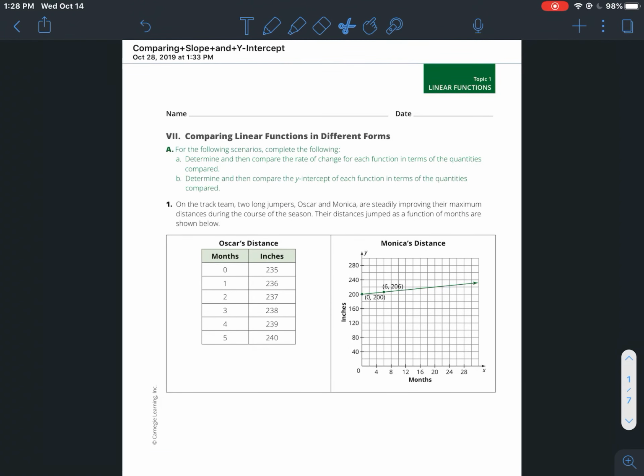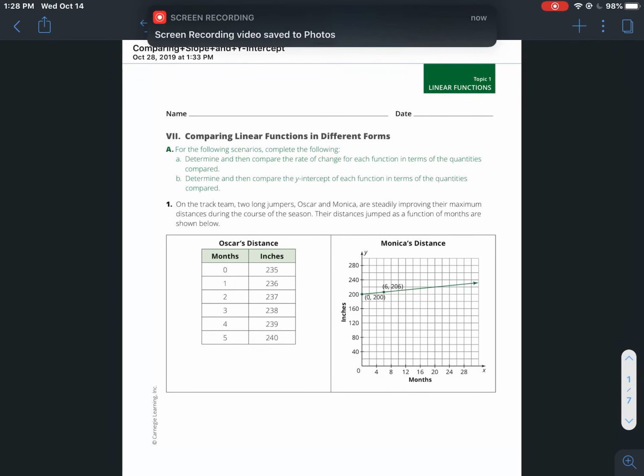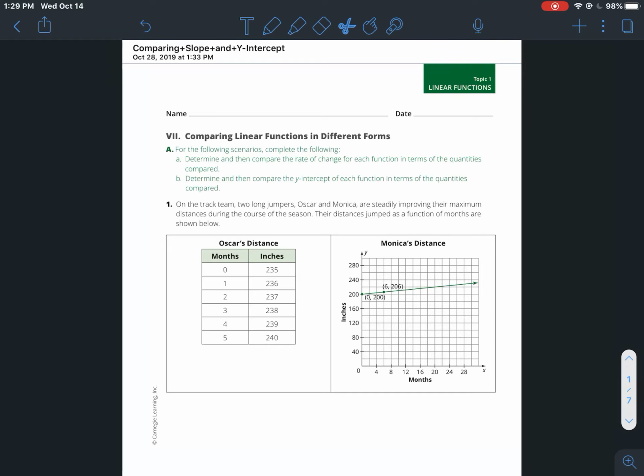All right, so we are on comparing. This time we're comparing slope and the y-intercept. So we will be given a scenario for two different people comparing something similar, except the way that the information is presented will be in two different models.